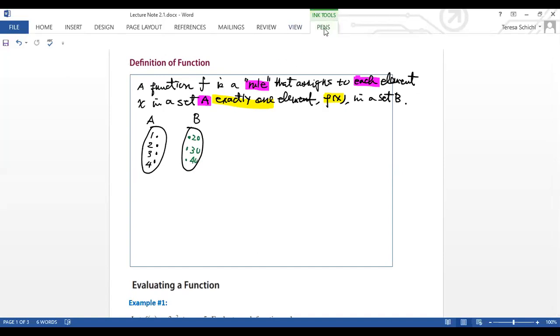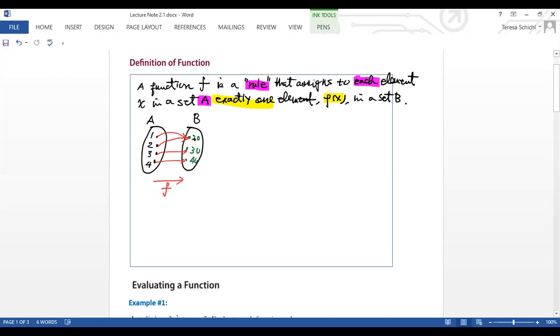Whatever relation you like, we can say, okay, from 1 you go to 20. And for 2, you also go to 20. For 3, you go to 30. And for 4, you go to 40. So this is a relation from A to B, and we call this a function.